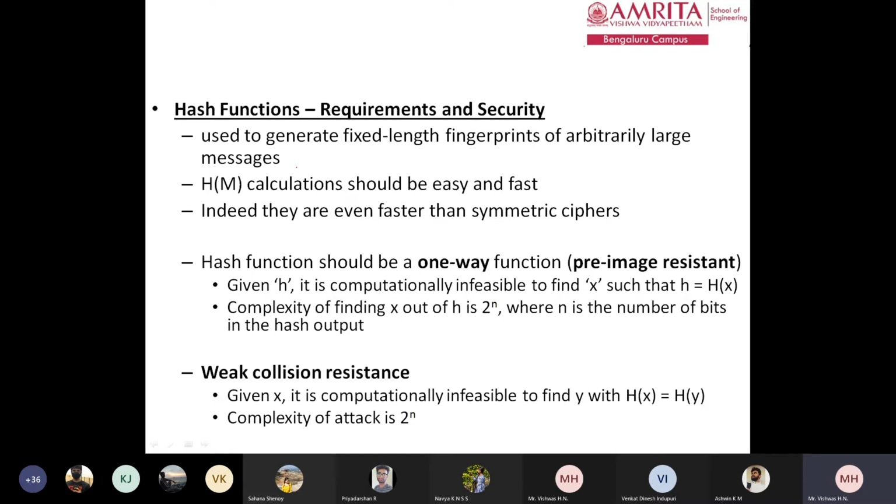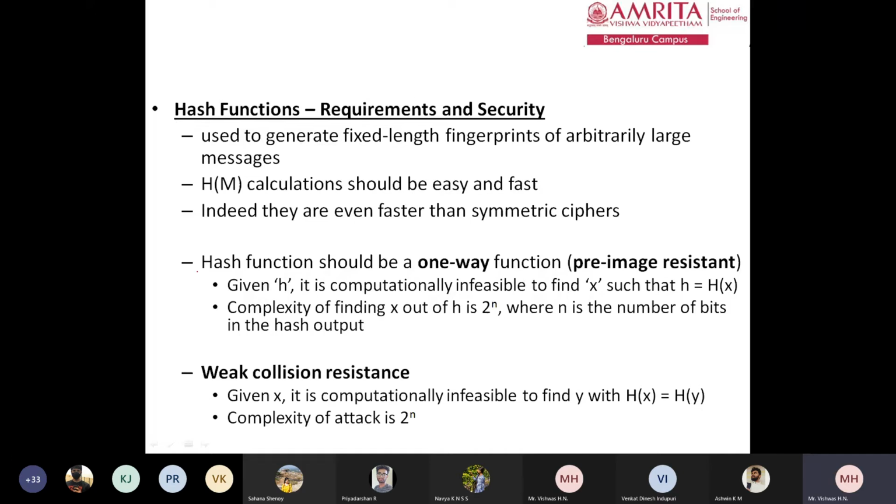So, some requirements and security for hash function. How do you generate hash function? It is used to generate fixed length fingerprints of arbitrarily large messages. H of M calculation should be easy and fast. You should have functions which can generate hash functions faster, and it should be easy to do. Indeed, they are even faster than symmetric ciphers.